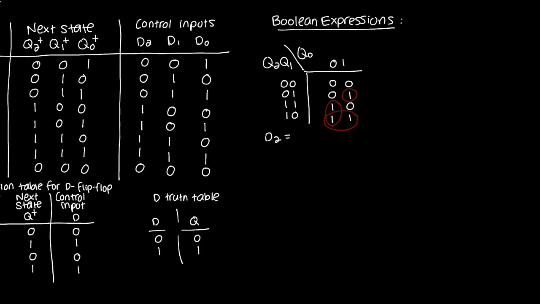And get an expression for D2 equal to Q2 bar or Q2 Q1 bar or Q2 bar Q1 Q0. And this actually reduces to a formula, but I'm not going to get into it now. Maybe you'll see it in an assignment later. D1. Let's do D1 now.